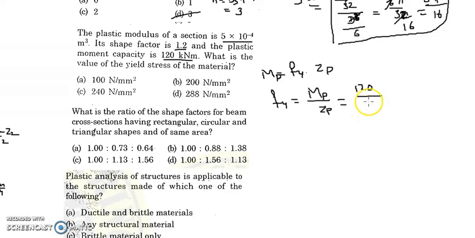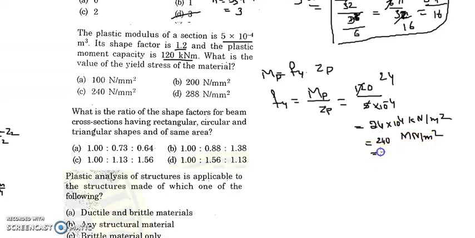And this is 5 into 10 raised to minus 4. So what I'm going to get here is 24 into 10 raised to 4 kilonewton per meter square. If I make this 240 meganewton per meter square, this is nothing but 240 MPa. So 240 MPa is nothing but Newton per mm square.